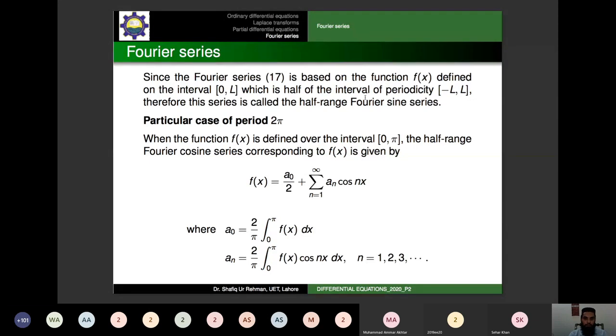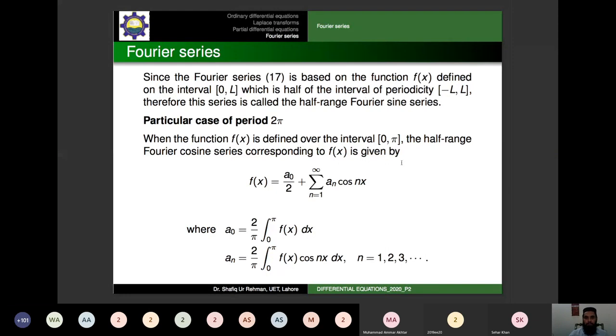Whatever our desire is, we will make it accordingly. For a cosine series, we will make it an even function. For a sine series, we will make it an odd function, and then we will utilize those formulas. The particular case of period 2 pi, yes, it's a simple case.